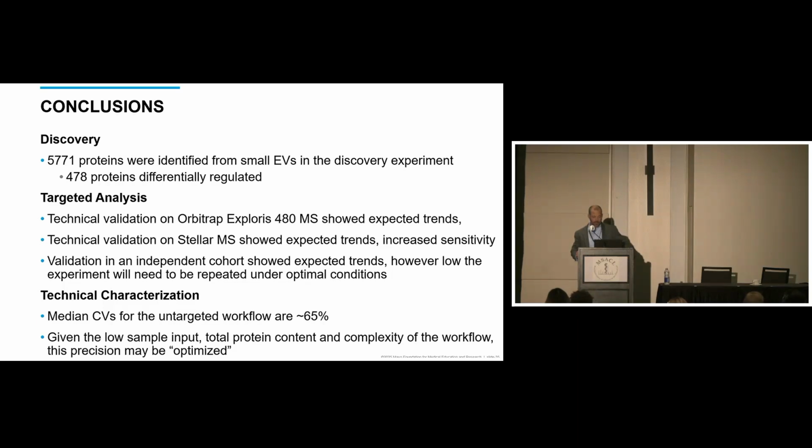In terms of technical characterization, the median CVs for the untargeted workflow are a little bit high, but given the low sample input, the total protein content and the complexity of this workflow, if you think about what we're doing from end to end, I think this precision might reflect what it ultimately is. The other factor is that we acquired that precision data on an Exploris 480. If you were to use something like a Stellar or Astral, we know that we've got more sensitivity.